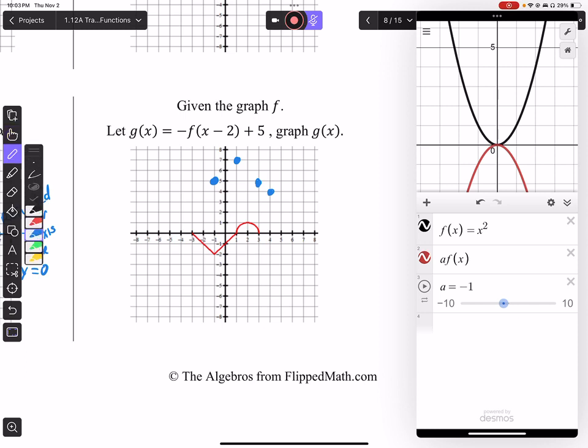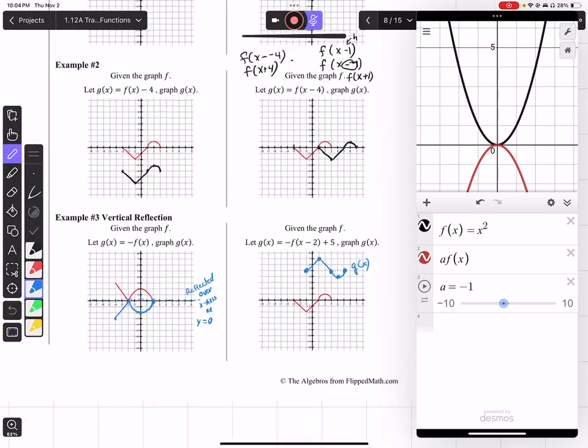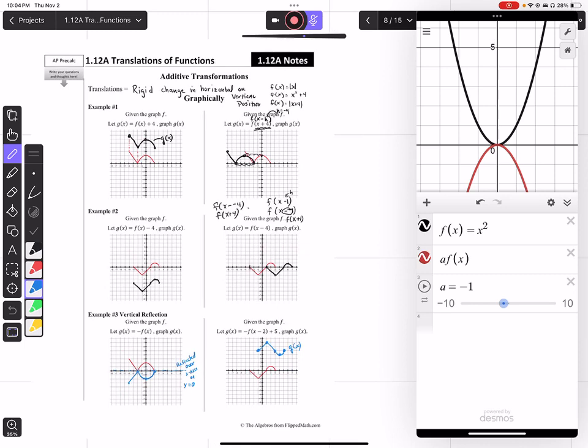And my last point, if we track him, here we go. He goes to the right 2. He gets flipped over, so he goes nowhere. And then he goes up 5: 1, 2, 3, 4, 5, right there. I'm going to sketch in this new function, g of x. And there he is, g of x. All right, that's it for graphing functions.